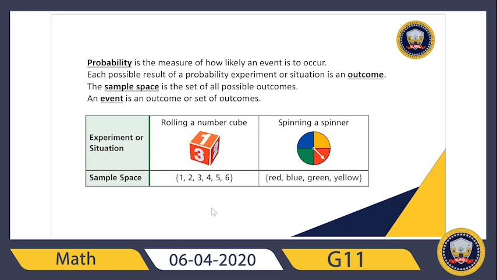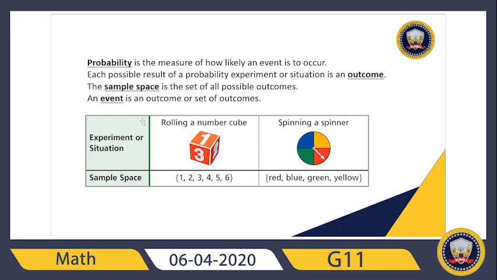Probability, by definition, is a measure of how likely an event is to happen or to occur. So we have some events and we have to find how likely each one of these events is to happen. While an outcome is, for each one of these events, a possible result. So we call this an outcome of this event.